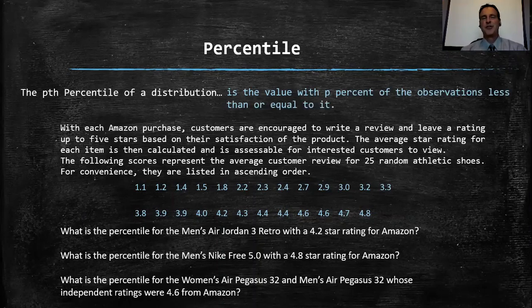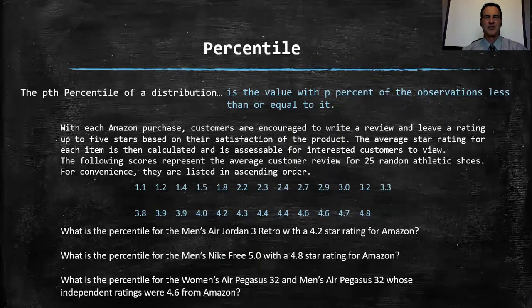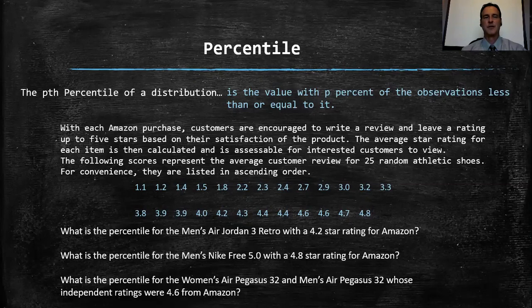Okay, so let me show you how we're going to use that. We'll talk about, for a second, Amazon. With each Amazon purchase, customers are encouraged to write a review and leave a rating up to 5 stars based on their satisfaction of the products. The average star rating for each item is then calculated and is accessible for interested customers to view. The following scores represent the average customer review for 25 random athletic shoes. For convenience, they are listed in ascending order.